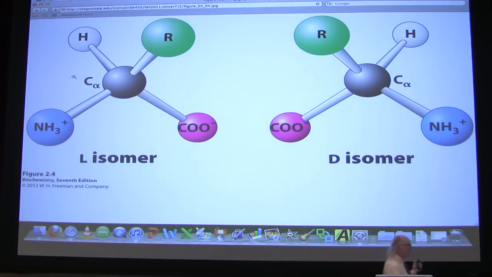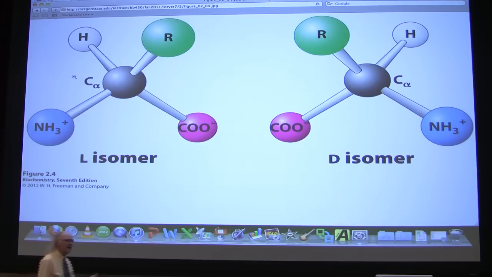If we examine the amino acids that a cell makes, if we examine the amino acids that are in proteins, 99.999% of them will be in the L configuration. Okay? There's only a very tiny number of amino acids, and I'm going to actually give you the exceptions later in the term, of amino acids that appear in proteins that are in the D configuration.